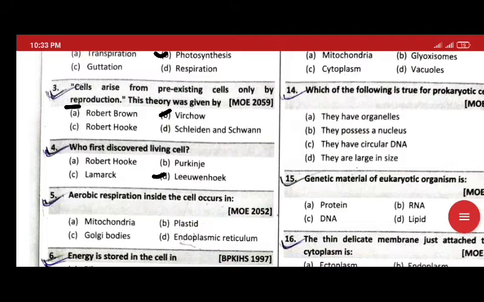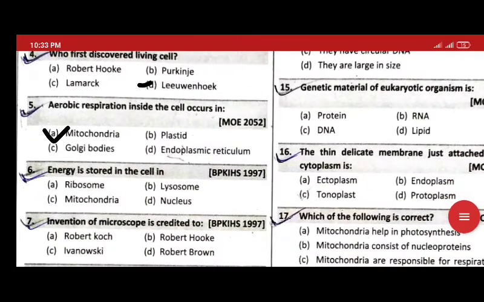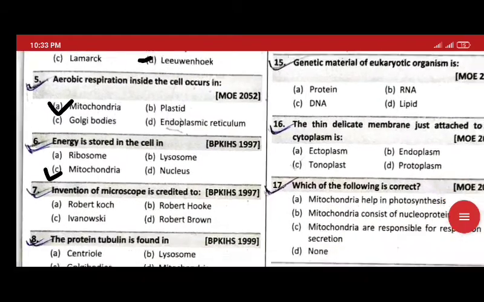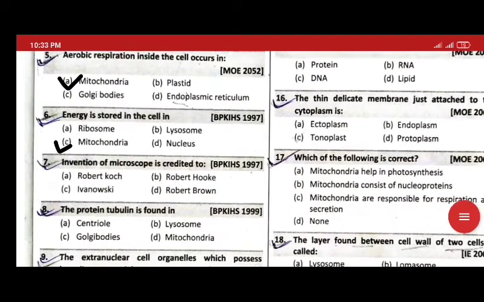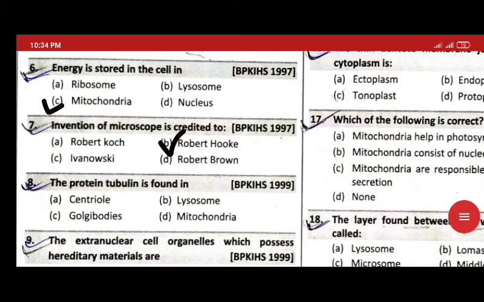Now aerobic respiration. The aerobic respiration process occurs always in the mitochondria. So energy is stored as ATP. Energy is also stored in the C of the mitochondria. Now, the invention of the microscope is credited to some first microscope, the simple microscope made by Robert Hooke. Now, the protein tubulin is found in? Tubulin protein is found only in centriole.